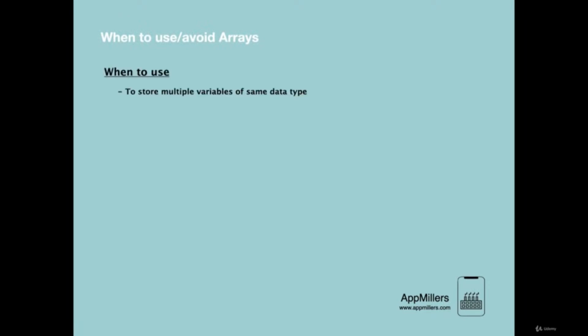The first case here is when we want to store multiple variables of the same data type. This means that, for example, if we want to declare thousands of variables of the same data type, we don't need to declare them one by one. We just need to create an array of, for example, integers and create 1,000 variables inside this collection. So this is very useful when we have to declare multiple variables.